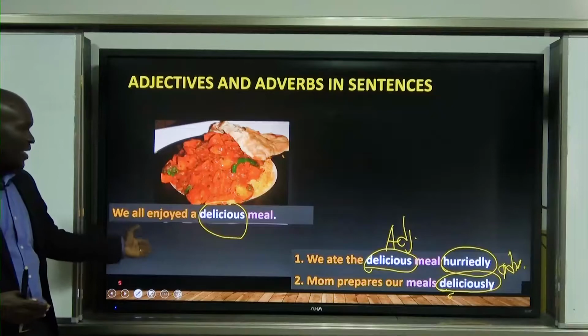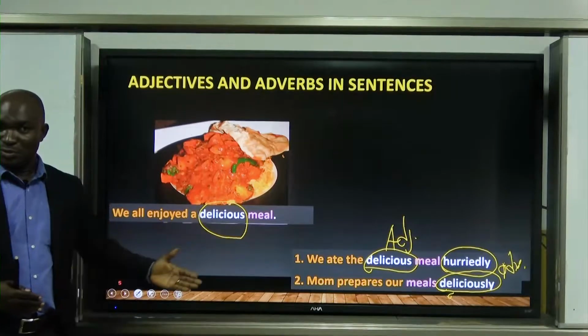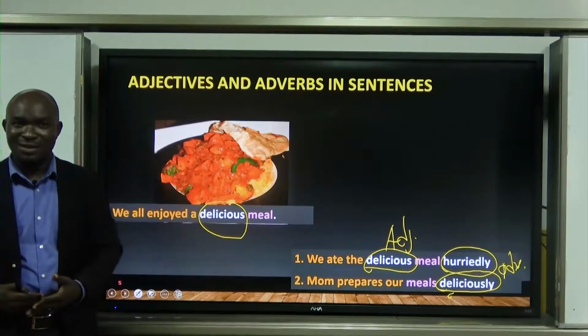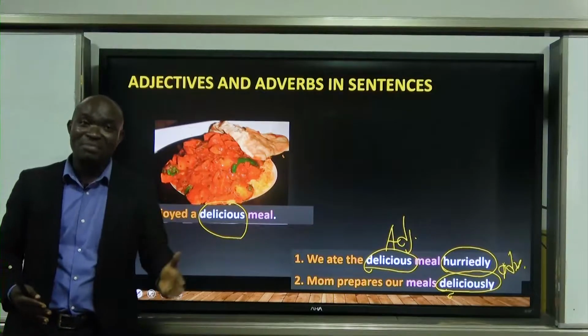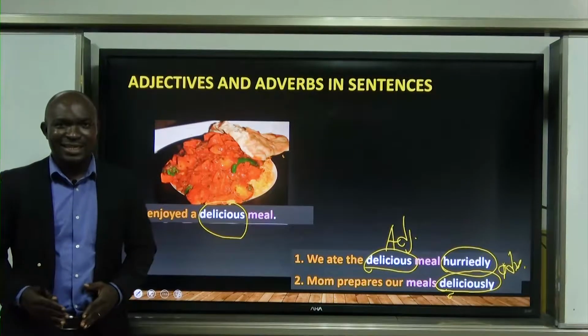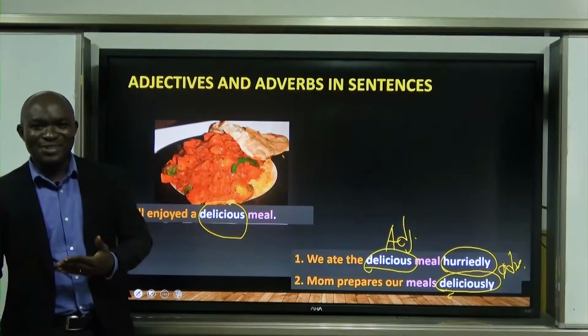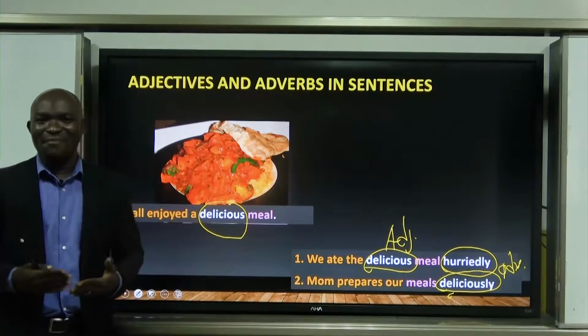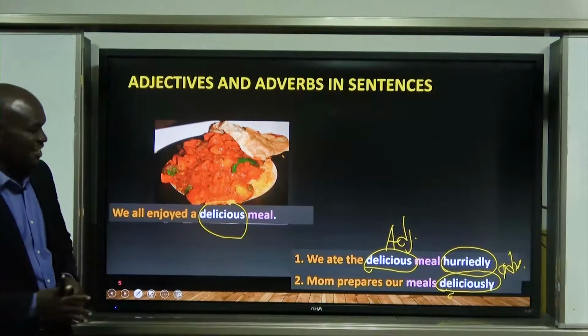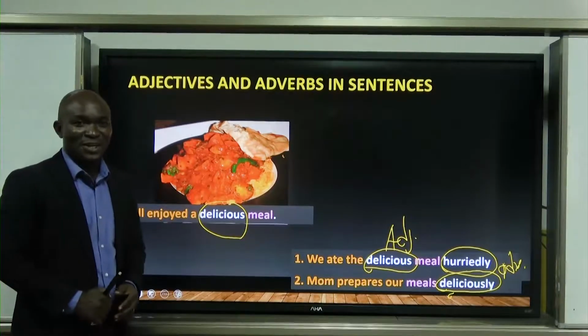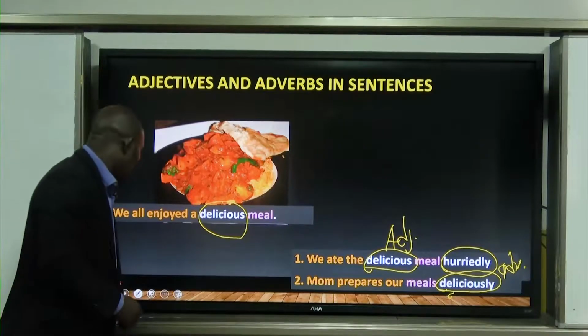Did you get that? The first one, we enjoyed a delicious meal. We ate a delicious meal. Mom prepares our meal deliciously. This tells you that the word delicious can be used as an adverb or can be used as an what? Adjective. That is the next focus of our lesson in this session.